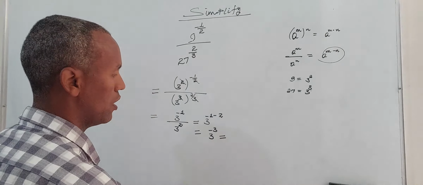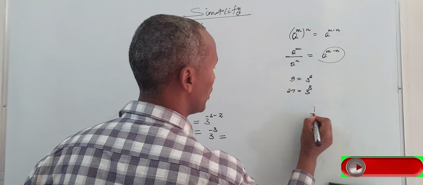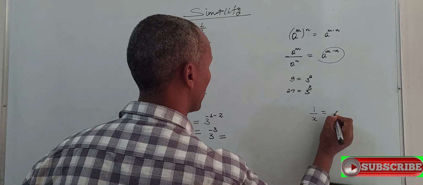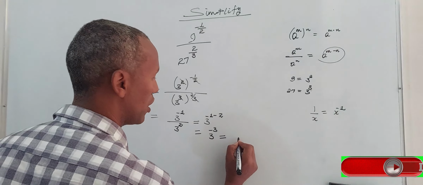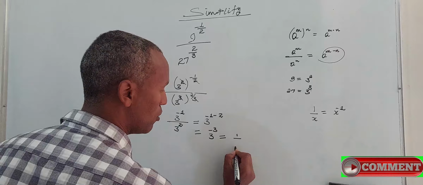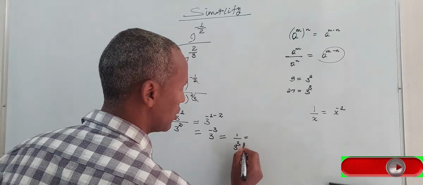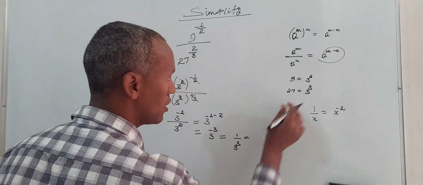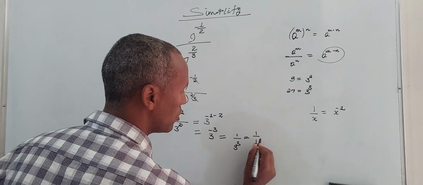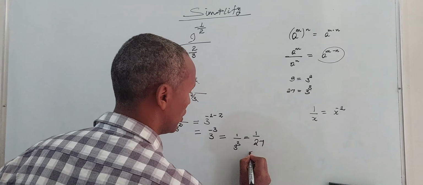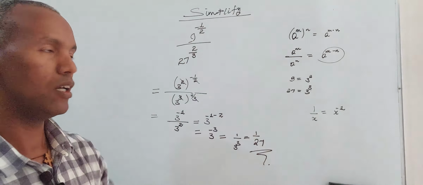As you know, 1 upon x means x to the power of minus 1, right? So based on this rule, 3 to the power of minus 3 is 1 upon 3 to the power of 3. 3 to the power of 3 means 27. So you will end up with 1 upon 27. That is the final simplified answer for this expression.